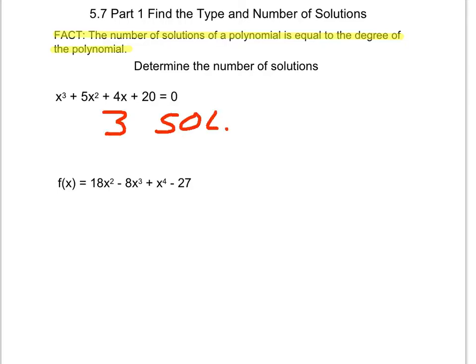All right, so focusing on this next one, notice that things are a little bit out of order, but all we really need to do is look for that biggest exponent, which is right here, x to the 4th. So with this, we can expect to have 4 solutions. Now, they might not all be real solutions, and some of them might be repeat solutions, but we can expect to have 4 solutions in that.